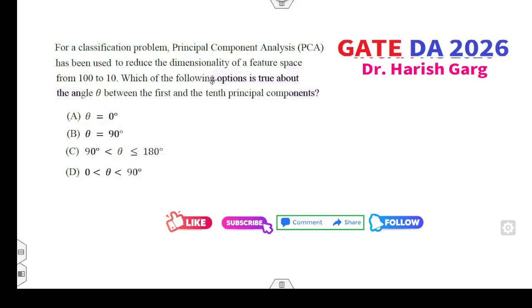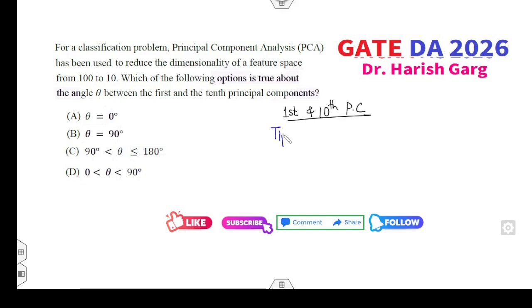Now the question related to principal component analysis is, as we all know, what is the role of principal component analysis? PCA is to reduce the dimensions of the features. Fine. And it is given that it reduces the dimensions from 100 to 10. Then it means it has 10 principal components, and they are asking about the angle between the first and the 10th principal component.